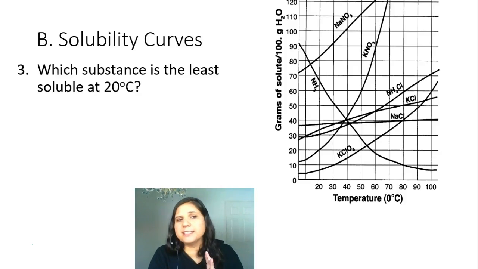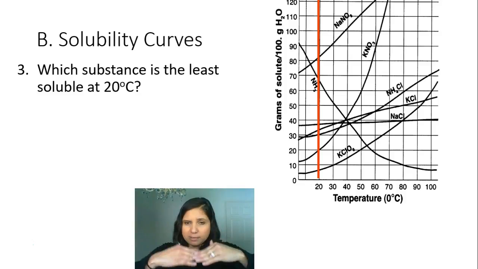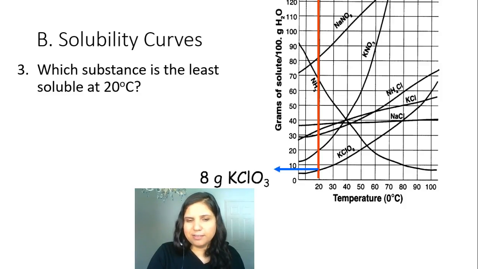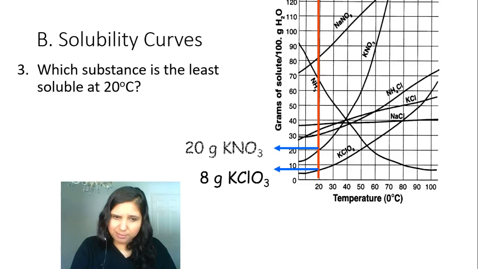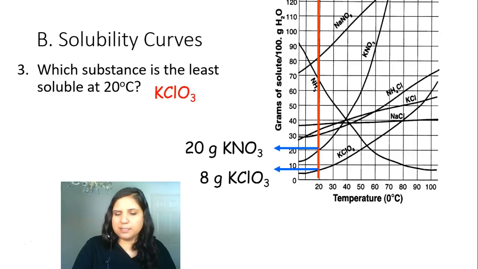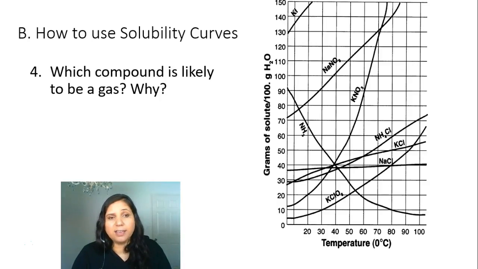Next question. Which substance is the least soluble at 20 degrees Celsius? Okay, so we're going to find 20 degrees Celsius. The one that's least soluble will be the one on the bottom because it's got the least amount of grams. Because as you go up, like this one, it's 8 grams of potassium chlorate. And then this one, that's the next one, that's about 20 grams of potassium nitrate. So if you keep going up, we're just going to increase in the amount of grams that can fit. So the one that has the least amount of grams would be the potassium chlorate. It's the least soluble.